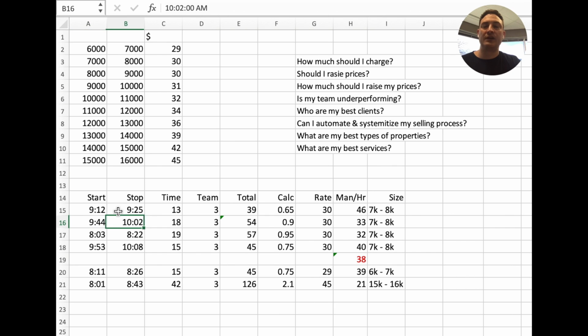This one was from 9:44 to 10:02. There are 18 physical minutes on the property. You can see that. Then the crew size, and you can run a 1-man crew, a 2-man crew, 3-man crew, doesn't matter. I use 3 for my example. 2-man crews are fantastic. 3 is usually too much, but 2 is usually better than 3, but 3 works for certain types of companies. So let's just go with 3-man to make my example.